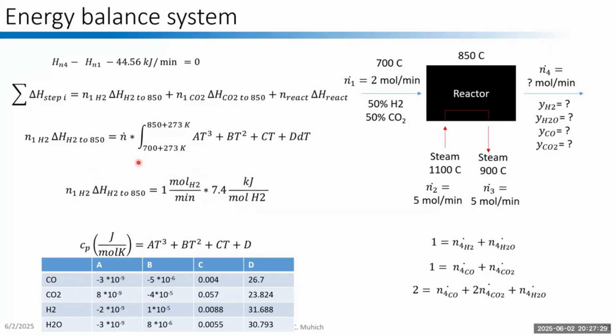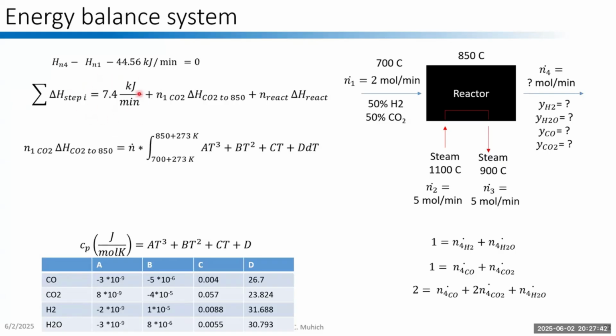All right, and so once I take into account that there's 1 mole of hydrogen per minute flowing through the system, I now can fill in what this term up here is. Okay, and so I've done that. So for this delta H step of this overall piece, we have 7.4 kilojoules per minute. And now I just need these other two pieces, the enthalpy change associated with the CO2 and the enthalpy change associated with the reaction.